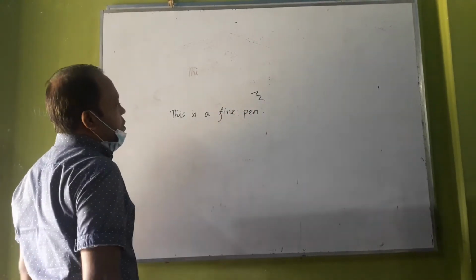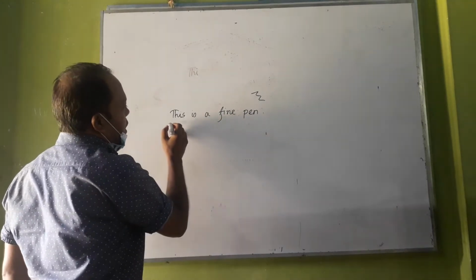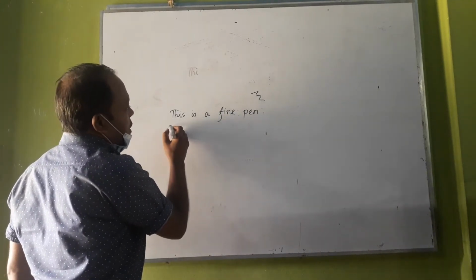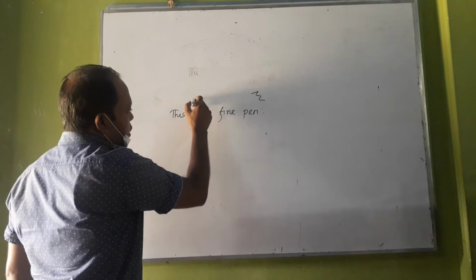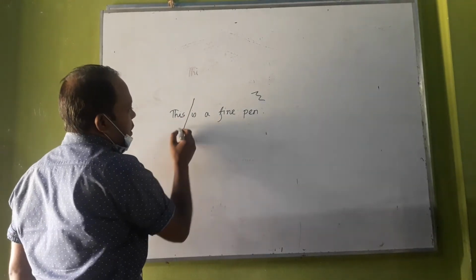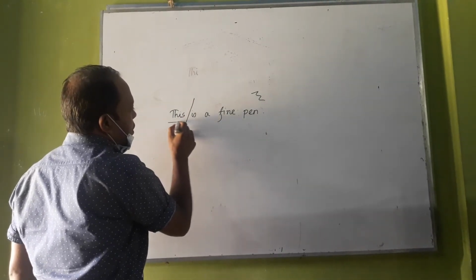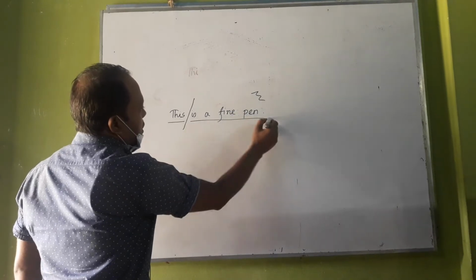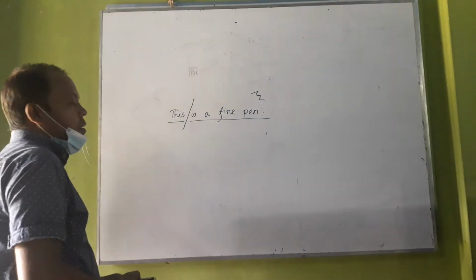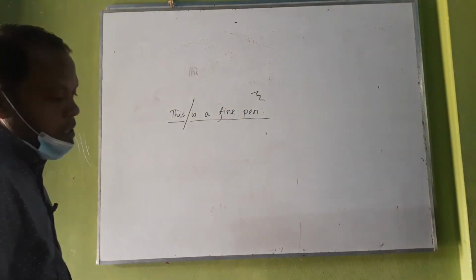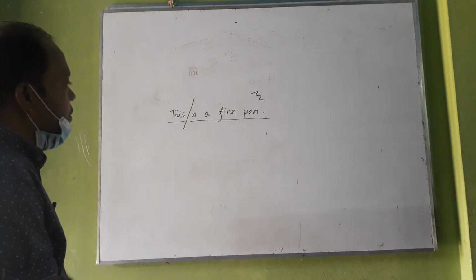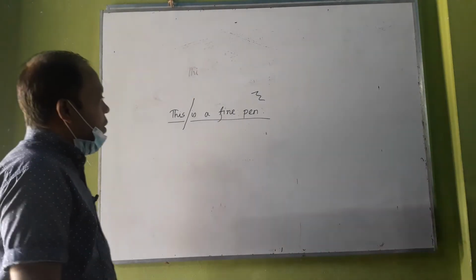Firstly, we have to look at this sentence in this way: this sentence has two parts. One is subject and the other is predicate. Subject and predicate. Okay.